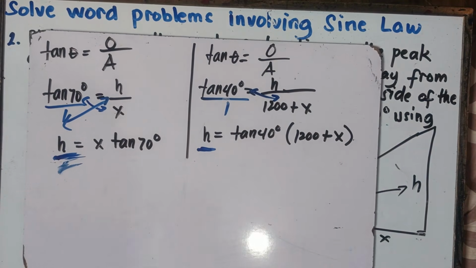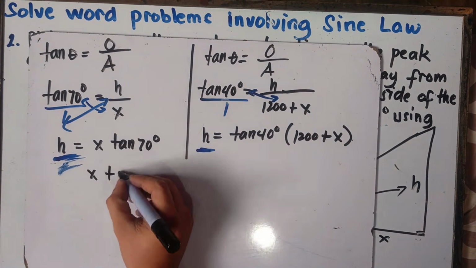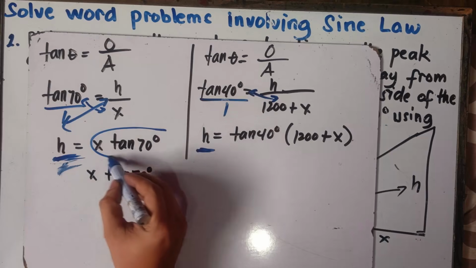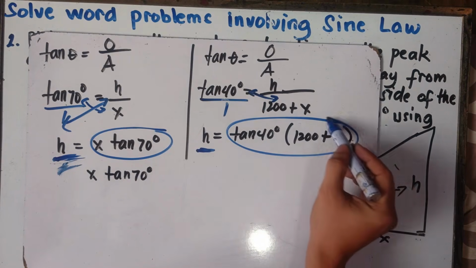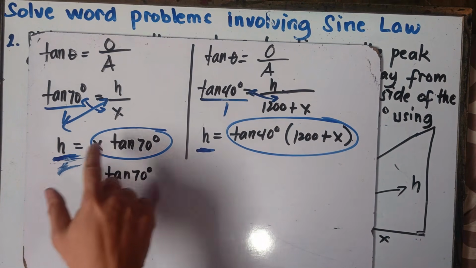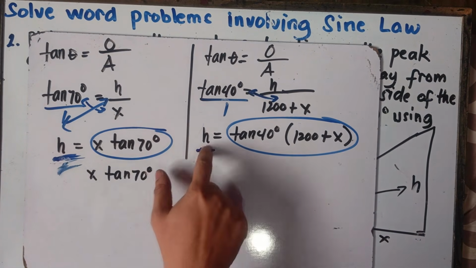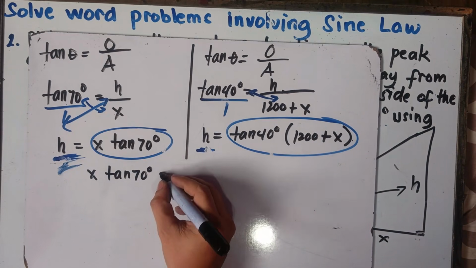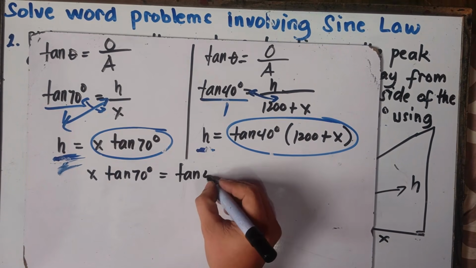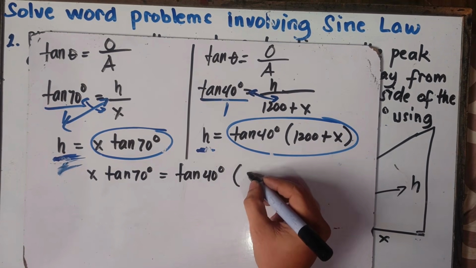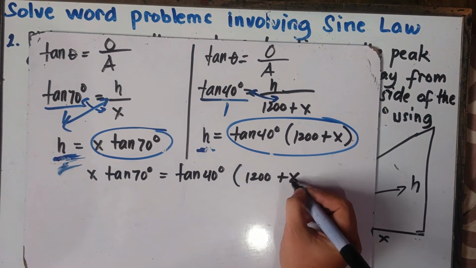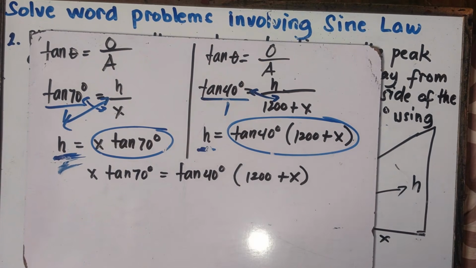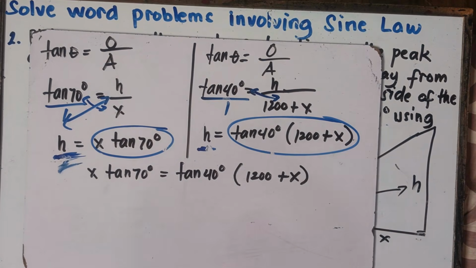We can say that x tangent 70 degrees will be equal to this one. Why is that, sir? Because they have the same h. Therefore, x tangent 70 degrees is equal to tangent 40 degrees times 1,200 plus x. Then simplify this, class, for us to get the value of x, and later on we find the height. Alright, let's do that.